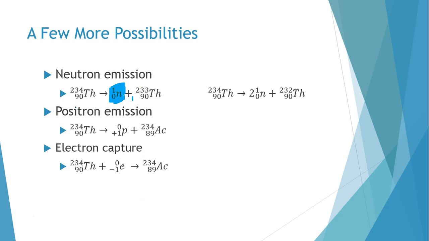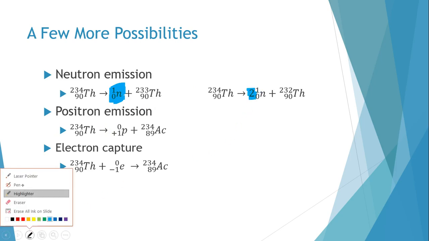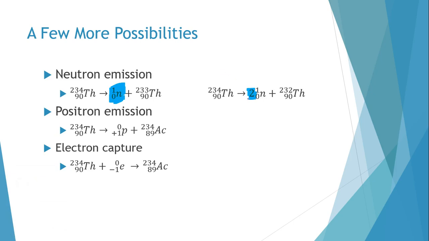And 90 is equal to 0 plus 90. So you do the same kind of math, but you would recognize that this is a neutron. Now over here I put a 2 in front of it because I wanted to point out to you that when you do it this way, you multiply.